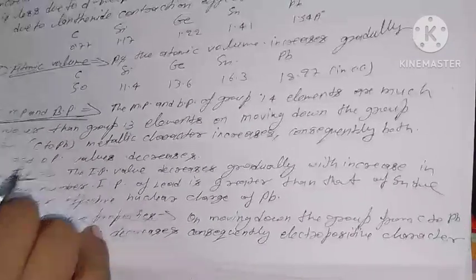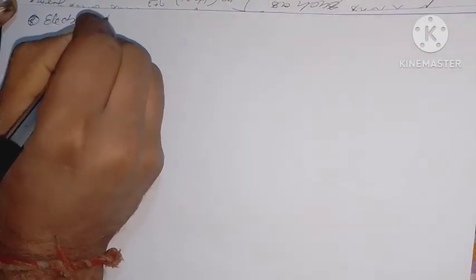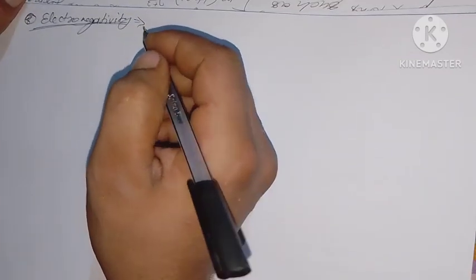Next point, point 8, electronegativity. And moving down the group, electronegativity decreases due to increase in the size of atom and screening effect of inner shell. Carbon has the maximum and lead has the minimum value of electronegativity.